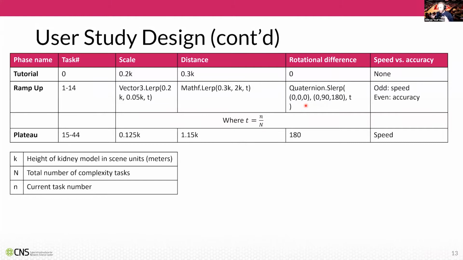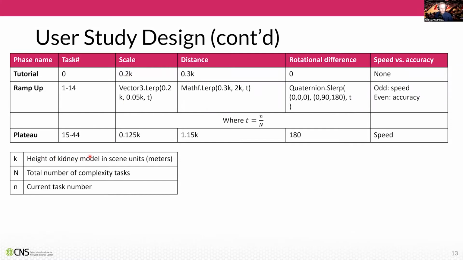How did we normalize the difficulty of these tasks relatively across the conditions? So you see this table here. On the left side, we see the 3 phases: tutorial, ramp up, and plateau. You can see the task numbers here. And then here we have the scale of the tissue blocks and the target block. They're always the same size. So at the beginning, both of them in tutorial phase are 0.2 times the height of the kidney. K is the height of the kidney.